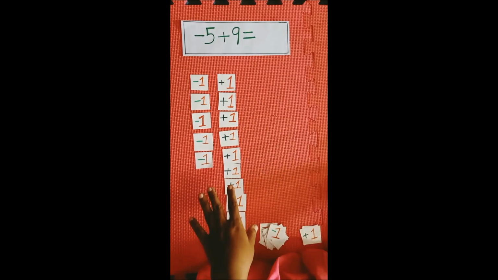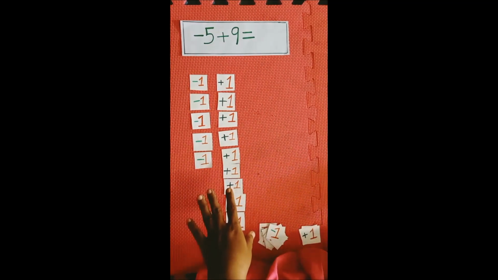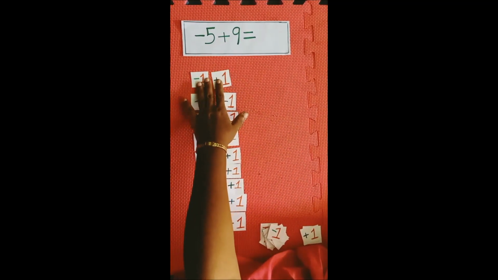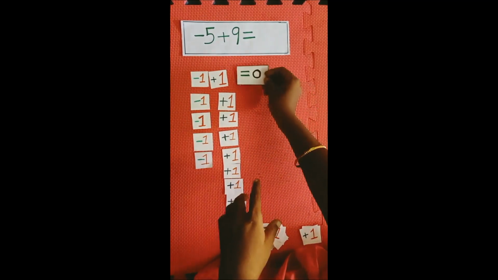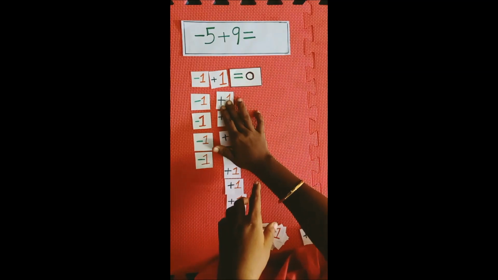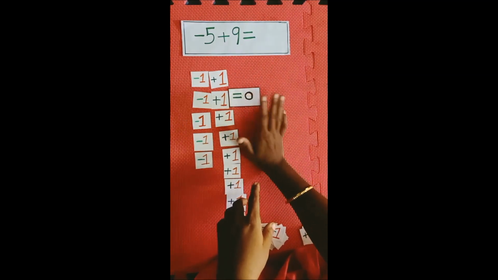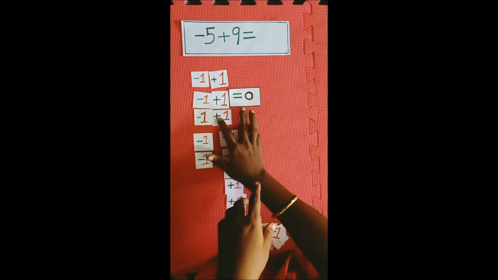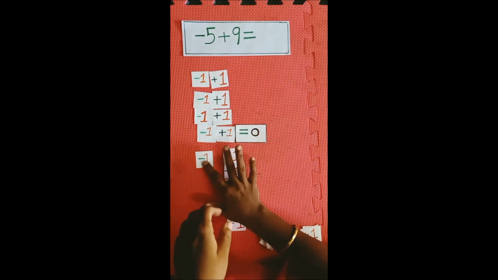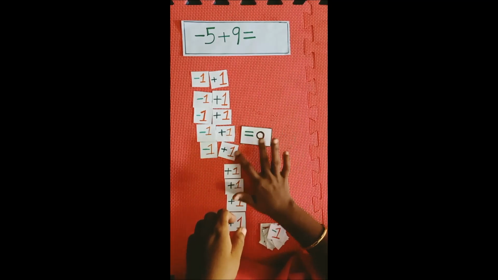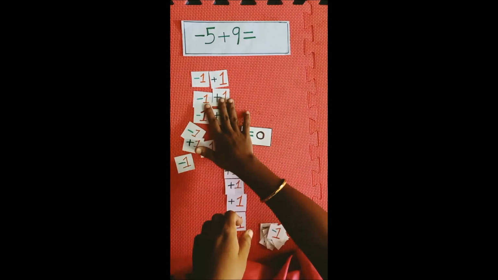Now we are going to evaluate this. See here, children, minus 1 plus 1. If you subtract the 1 from 1, what is your answer? Yes, 0. Similarly, minus 1 plus 1, what is your answer? 0. Minus 1 plus 1, 0. Minus 1 plus 1, 0. Minus 1 plus 1, 0. So these pairs all give 0.